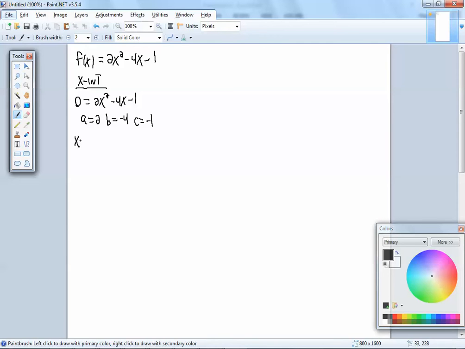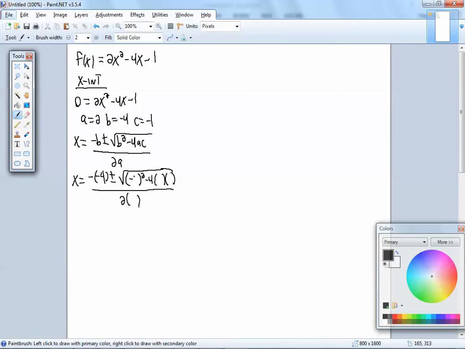So our quadratic formula is x equals negative b plus or minus the square root of b squared minus 4ac, all over 2a. It's always a good idea to go through and replace all of your variables with parentheses before you plug in your numbers. This helps reduce sign errors. Okay, b we said was negative 4, so I'll plug negative 4 in for the b. a we said was 2, so plug 2 in for the a. And c we said was negative 1, so plug negative 1 in for the c.